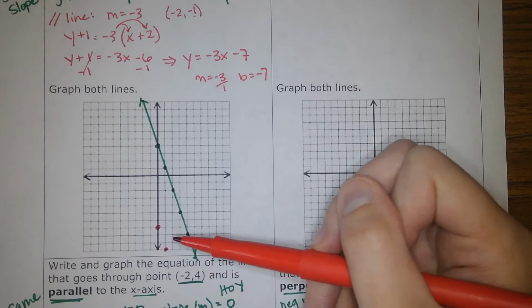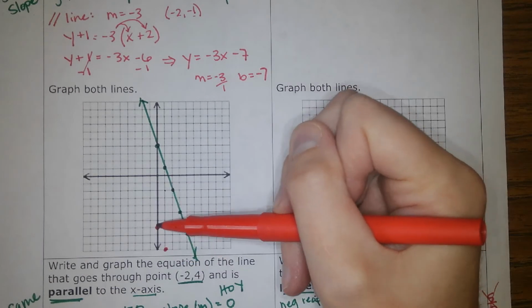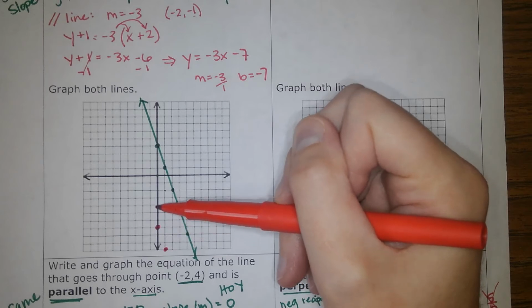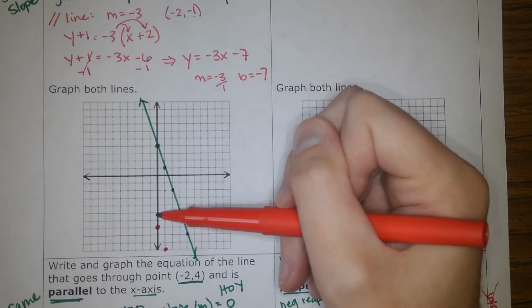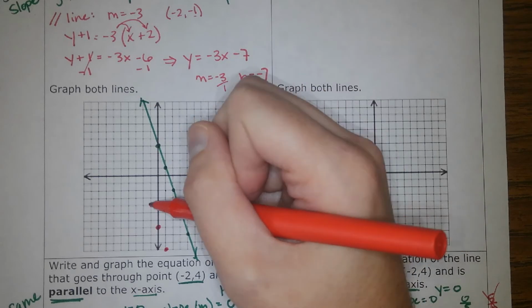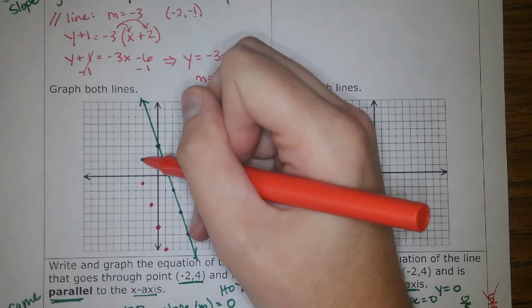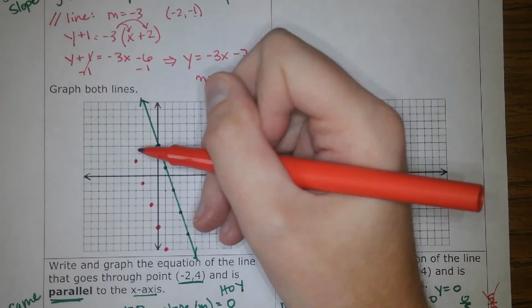So I would like to actually go ahead and get a couple more points. So now I'm going to reverse my direction, and now I'm going to go up 3 and left 1, because that's positive and negative, which is still a negative slope. So now I go up 3 over 1, up 3 and over 1. So I just like to have a few more points when I'm graphing.